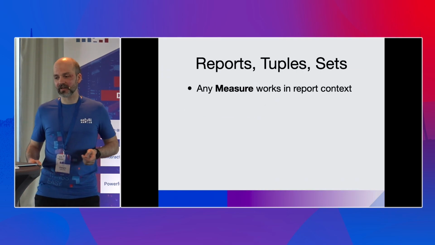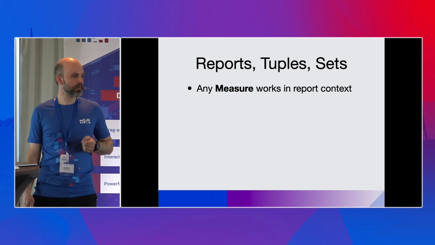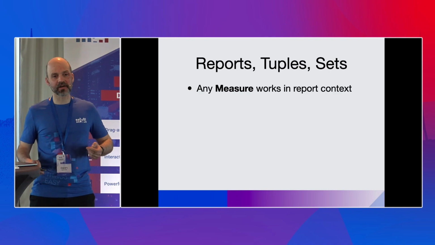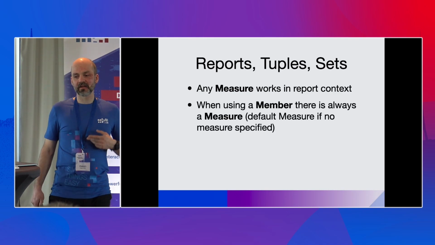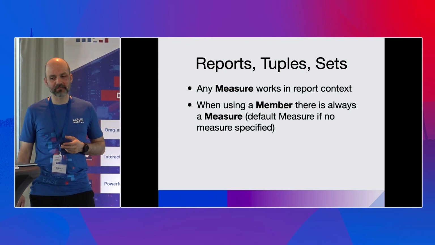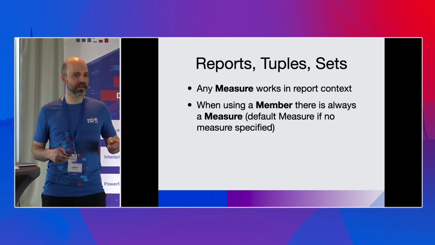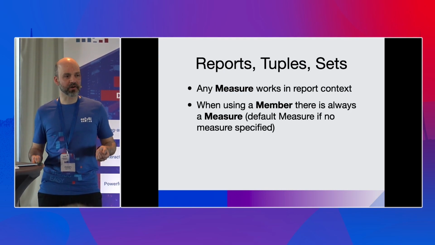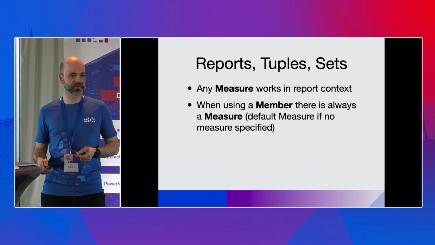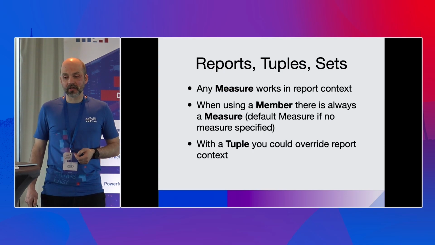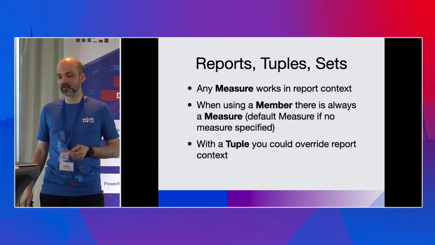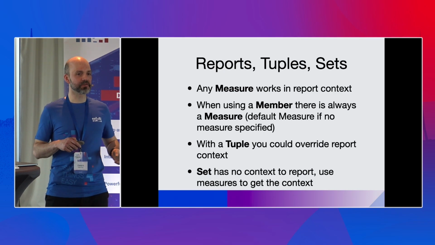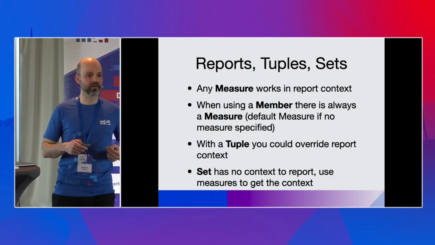So, a recap of mentioned concepts. Measure works in report context. When using a member, there's always a measure. If you don't have any measure specified, then default measure number of items will be used. And with tuple, you can override report context, but set as such has no context. You need to use some measure to filter on the set.